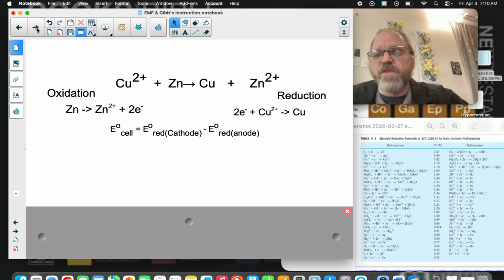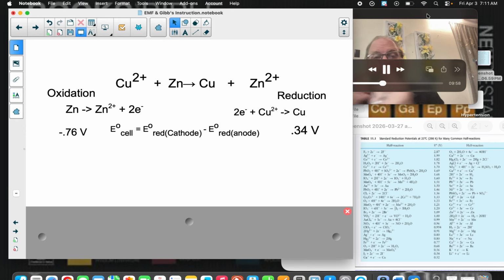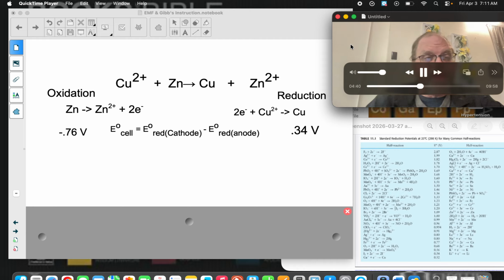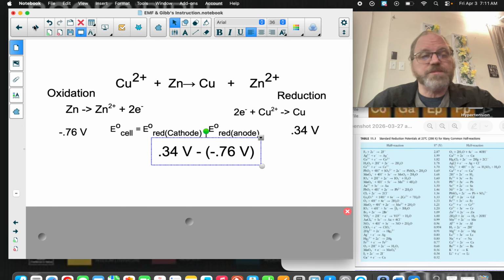So we look at our chart over here, and we see that for copper 2+ to copper, it's 0.34. And for zinc 2+ to zinc, all the way down here, where's it at? Zinc. If you look inside of there, yeah, that's in there. You get negative 0.76. Now, when you do this, if you get a negative number, what that means is you just mixed them up. So just switch the numbers. You can't get a negative value. It's always going to be positive. So we take 0.34 volts minus a minus 0.76 volts.